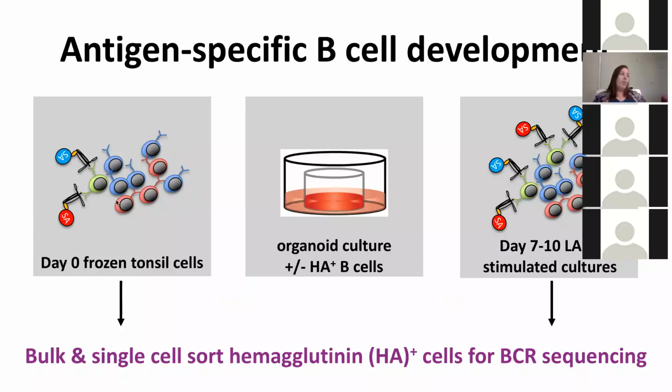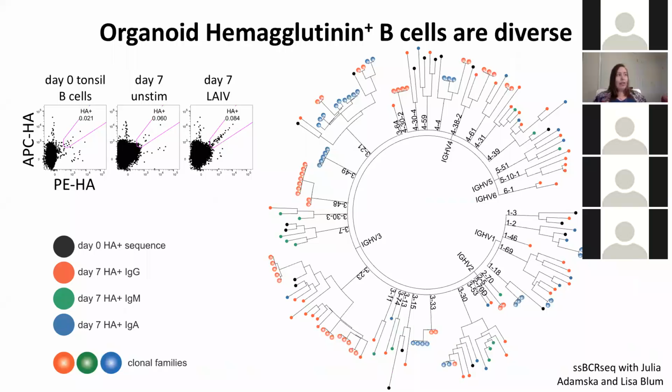Essentially, we can look for HA-specific B cells on day 0, culture those organoids under different conditions, and then look again on days 7 to 10 to see if we've increased the number of B cells that are specific for HA, or also changed their affinity. So the first thing we did was characterize, under normal conditions, what kind of repertoire we see from HA-specific B cells.